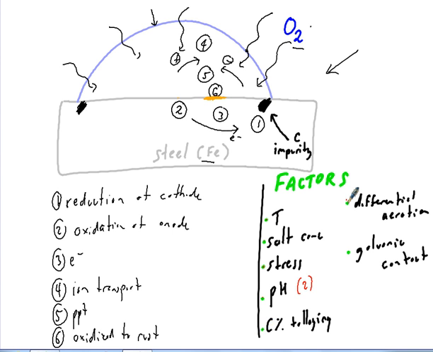This one's a bit tricky. It's the idea of differential aeration, how different oxygen concentrations can actually speed up and slow down rusting, particularly where you've got some part of the steel with a high oxygen concentration and some parts of the steel with a low oxygen concentration. And finally, galvanic contact. How can contact with other metals either increase or decrease the rate of rusting? And that is basically the outline of your question 33.